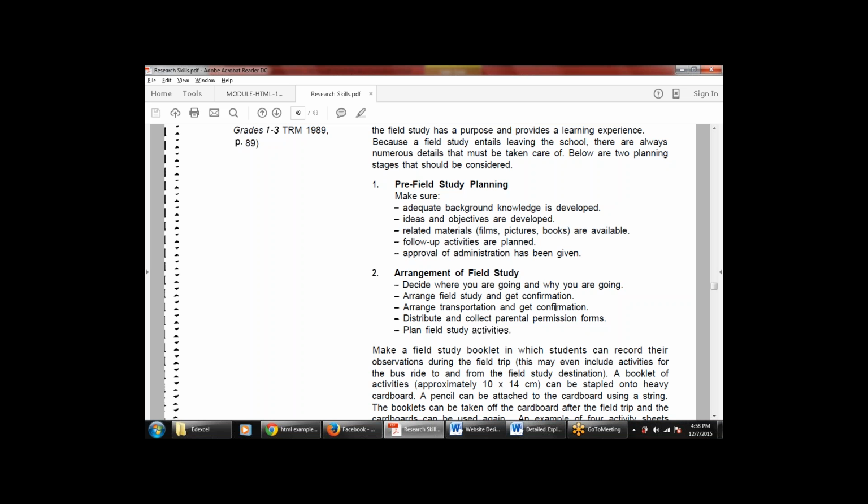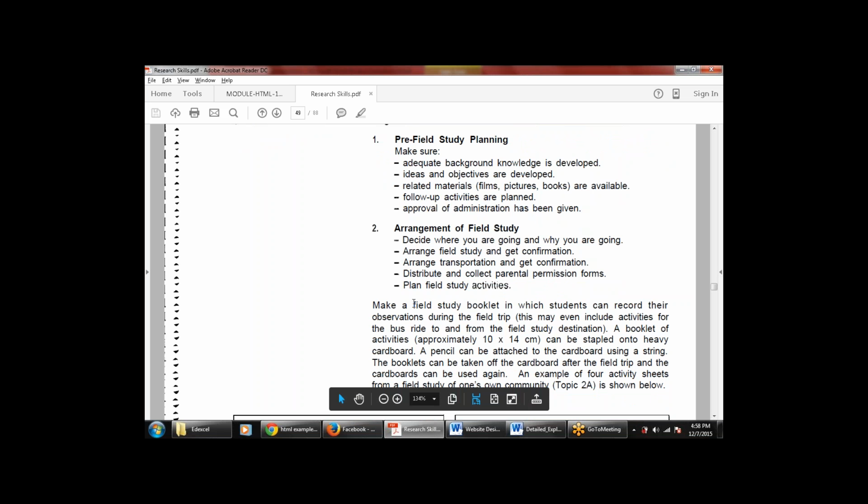Then distribute and collect the parental permission form. Then plan the field study activity. This is also part of the arrangement of the field study: plan out the various activities that are carried out, and make a field study booklet in which the students can record their observations during the field trip. This may even include activities for the bus ride to and from the field study destination.